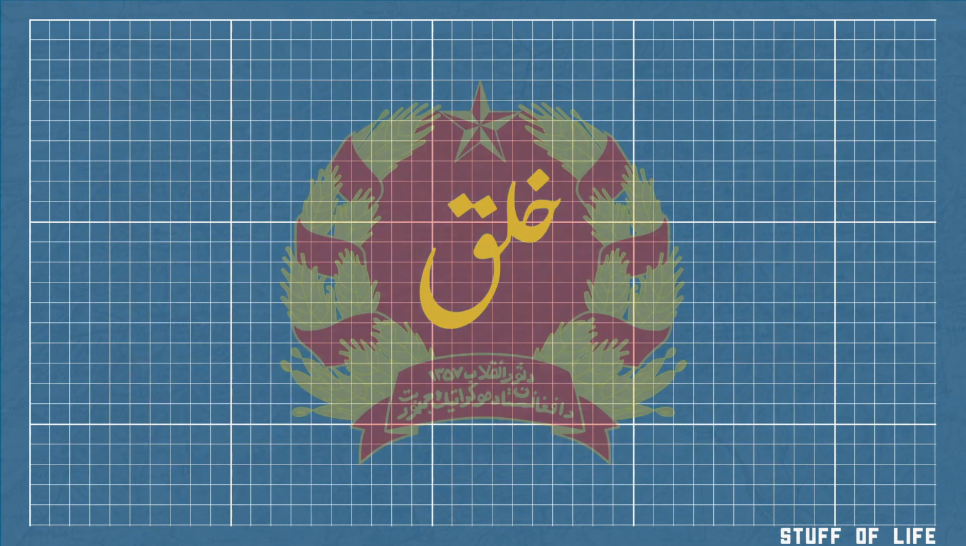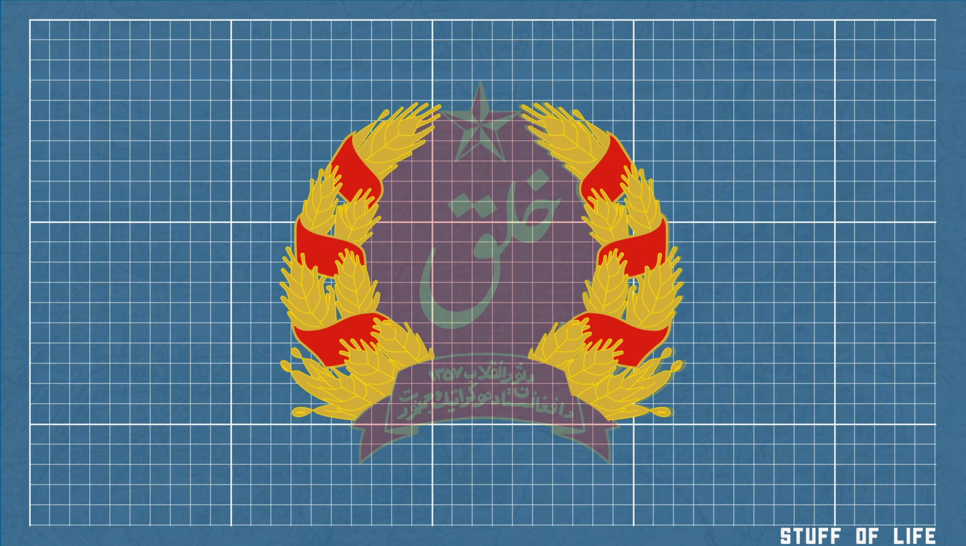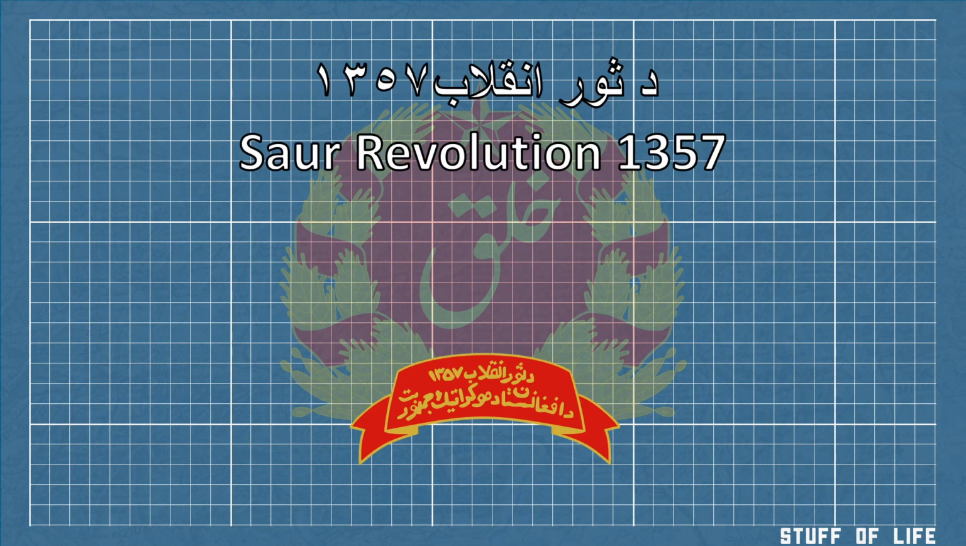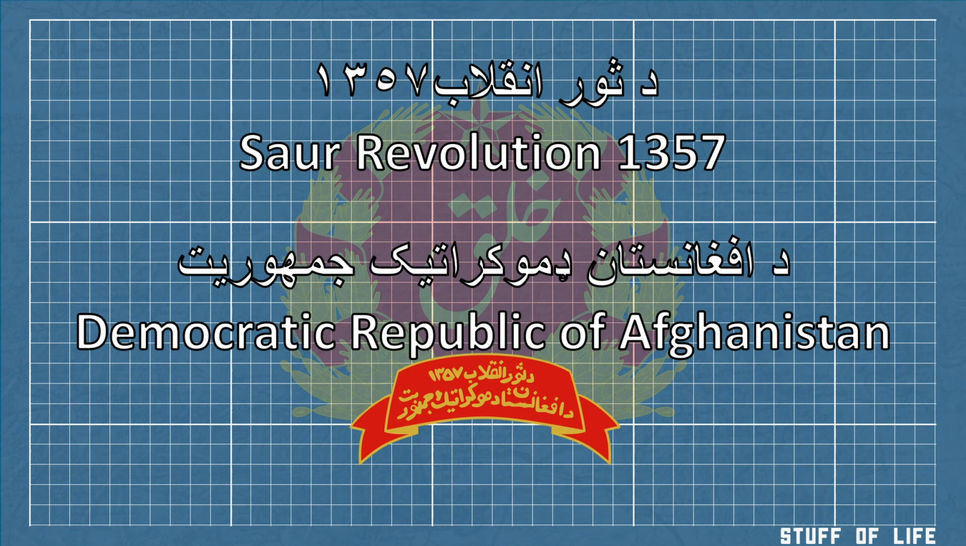place. This seal contains the word Khalq, meaning the people, which was the party that overthrew the government in 1973, with a yellow star at the top symbolizing the main 5 ethnic groups of the nation, surrounded by 2 commonly used sheaves of wheat with the inscription Saur Revolution 3057 and the full name of the state.